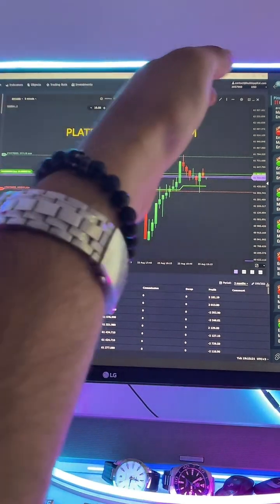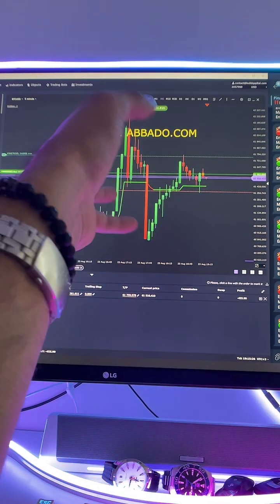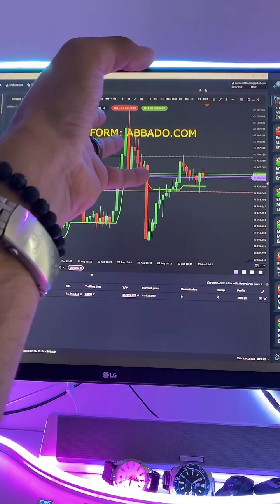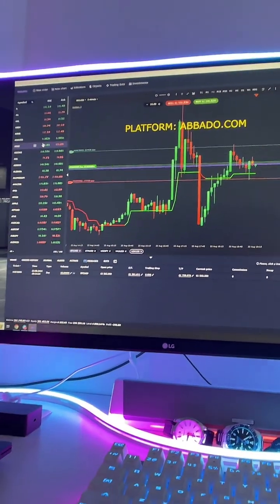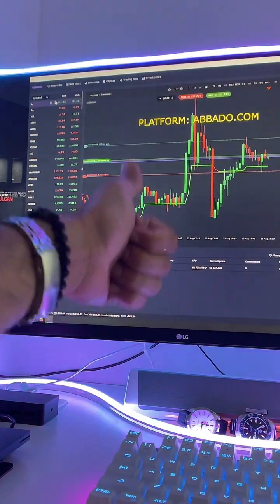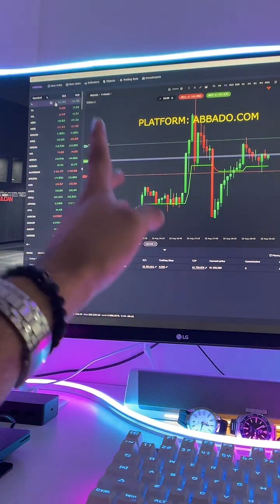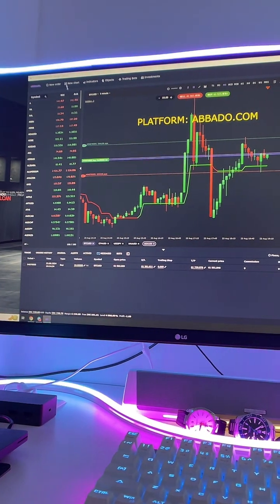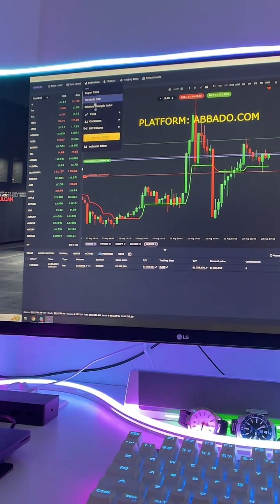For sure. The way that Abado works is it's actually super simple. Once you register, on the left side you have all of your pairs. You can search whichever pair you want. They have crypto, commodities, indices, whatever you want to trade. Abado has it. Once you go there, the indicators are found in this top bar right here.